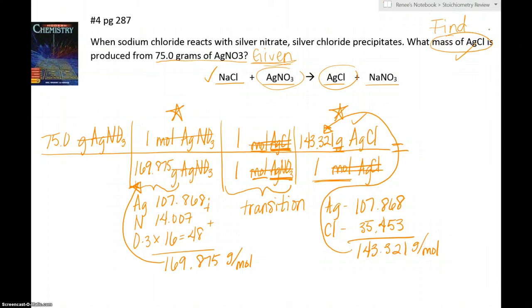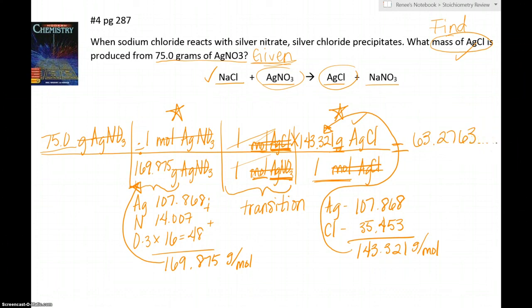And in our calculator, we would put 75.0 divided by 169.875. These are both 1, so you never really have to put these in a calculator. Then we multiply that by 143.321, and my calculator, which should be correct, gives 63.2763, and it kind of goes on forever.